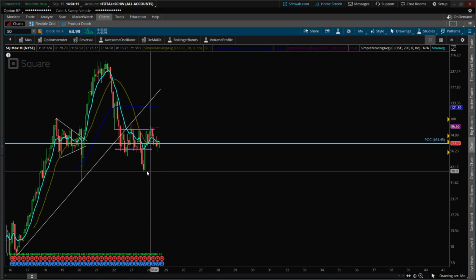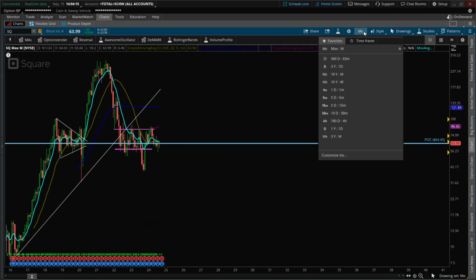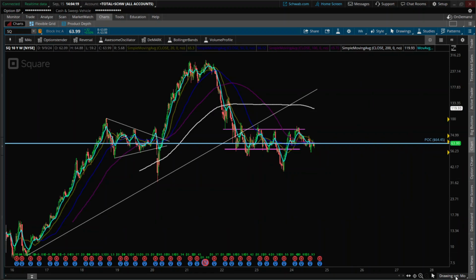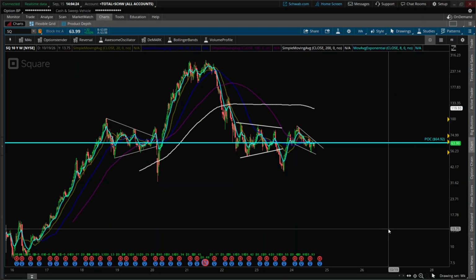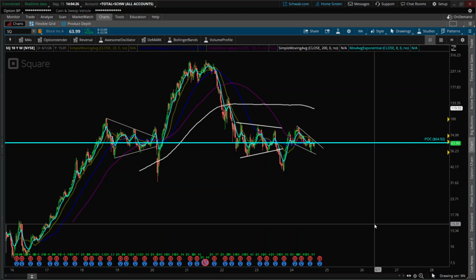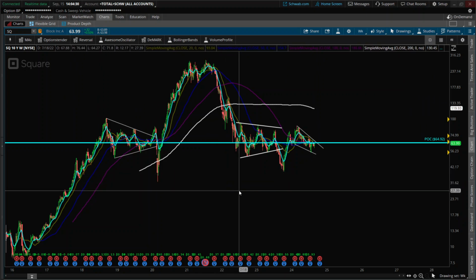Okay, so with that said, we're going to do some measured moves as well. Let's go down to the weekly. On the weekly time frame, and then on the daily, we'll take a look at the Elliott wave and do some of the work for where the targets might be and whatnot.